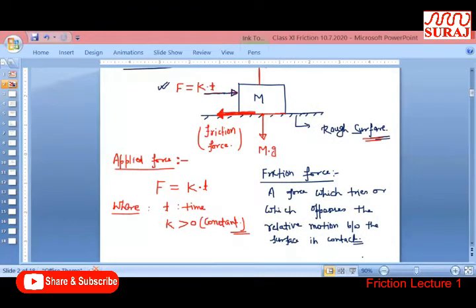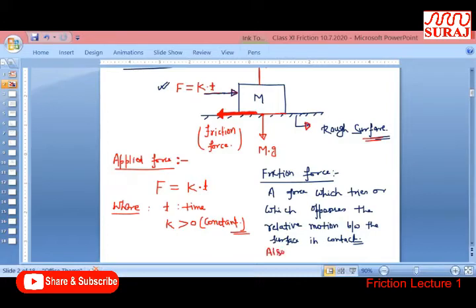Okay, hope you are getting this. So it is a kind of force which is actually the property of surfaces being in contact. The surfaces which are in contact will always try to oppose the relative motion between them. Surfaces in contact means what? The surface of the block and the surface of this ground. Okay, a friction force will exist.